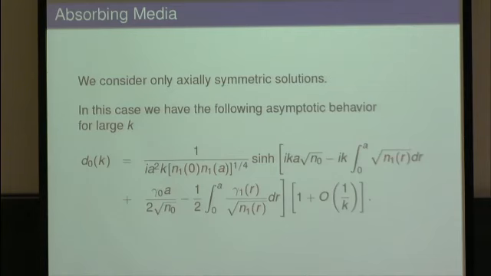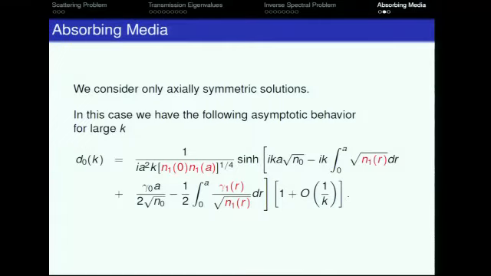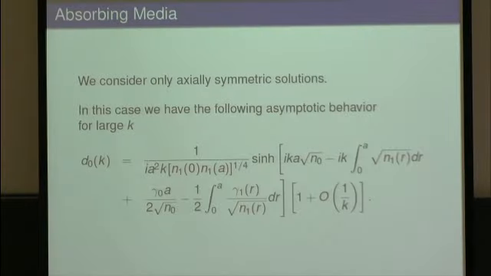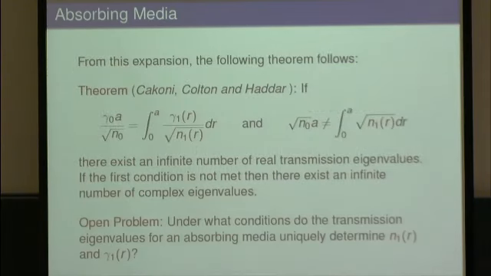In the simplest case, we have axisymmetric solutions. So in this case, you have the following asymptotic behavior for large k. The asymptotics here are not nearly so straightforward as when you don't have absorption. As you can see, it gets a more elaborate nature when you have absorption, but that's what the asymptotics turn out to be. And from the expansion, you can get the following theorem.